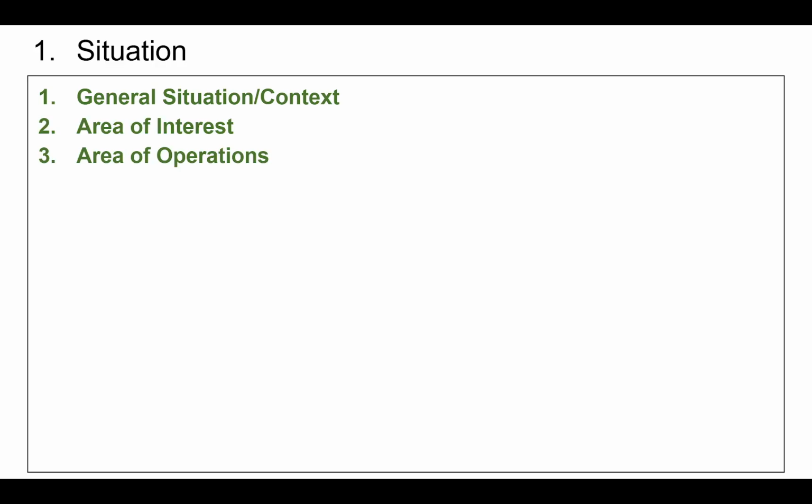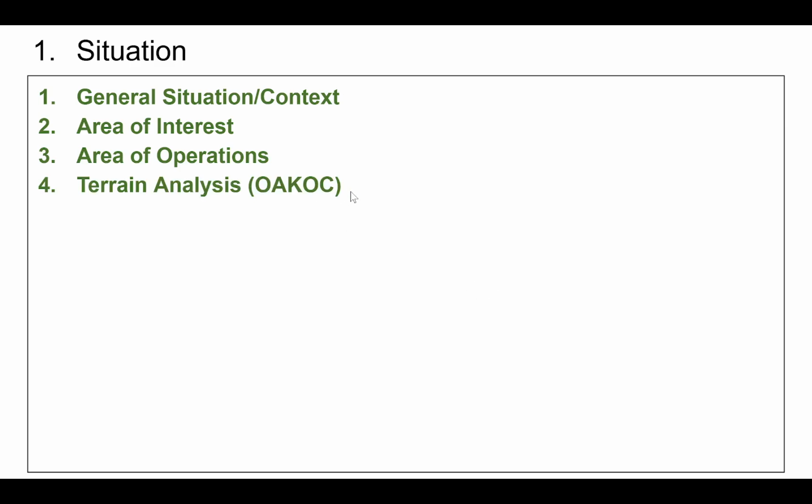So the situation is going to be broken down into multiple different parts. The ones that are going to be highlighted in green font are the ones that I believe apply to ARMA, and the ones in red are going to be the ones that do not apply. So the very first information you're going to get in the situation is going to be the context. Second one is going to be the area of interest, area of operations, terrain analysis.